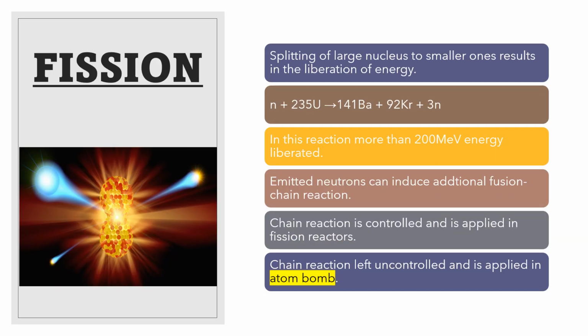Now we will see what fission is. Fission means splitting, alag hona. Splitting of a large nucleus into smaller ones results in the liberation of energy. In this reaction, more than 20 megavolt energy is liberated. Emitted nucleons can induce an additional fission chain reaction. The chain reaction is controlled and applied in fission reactors, and when it becomes uncontrolled, it is applied in the atom bomb to create mass destruction.